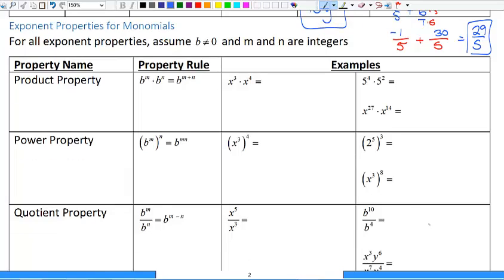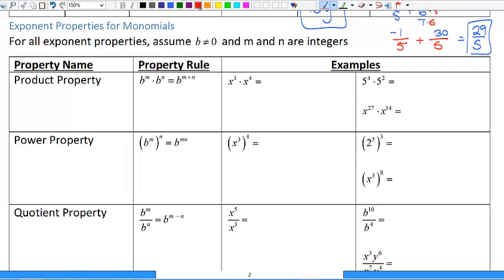For the next part, we have exponent properties of monomials. Again, this only works for monomials, one term times one term. If you ever get into binomials or trinomials, we have to be a little bit careful. But anytime you're talking about one term times one term, these properties all exist.